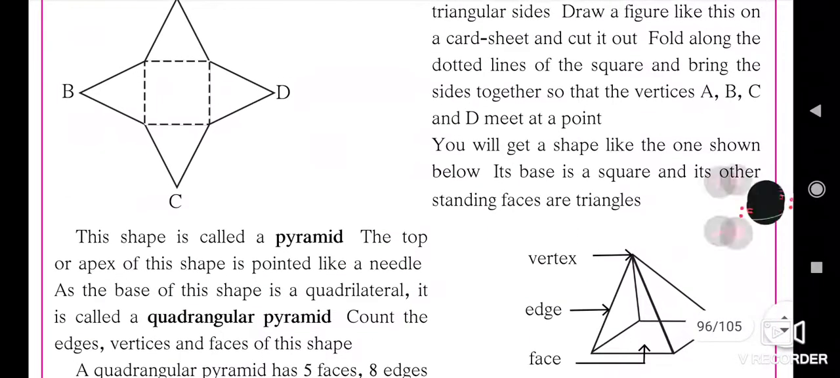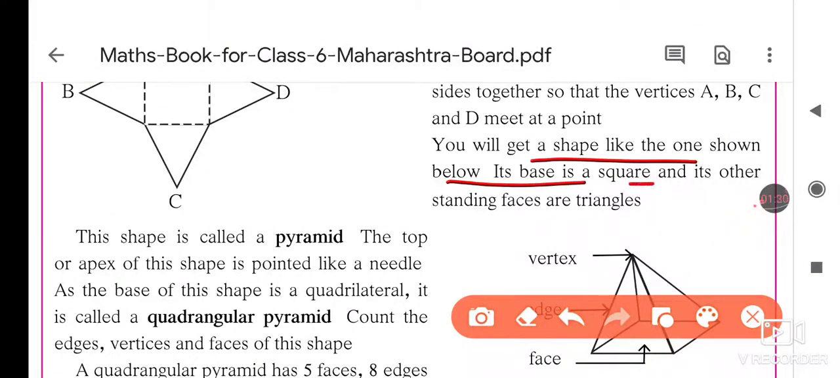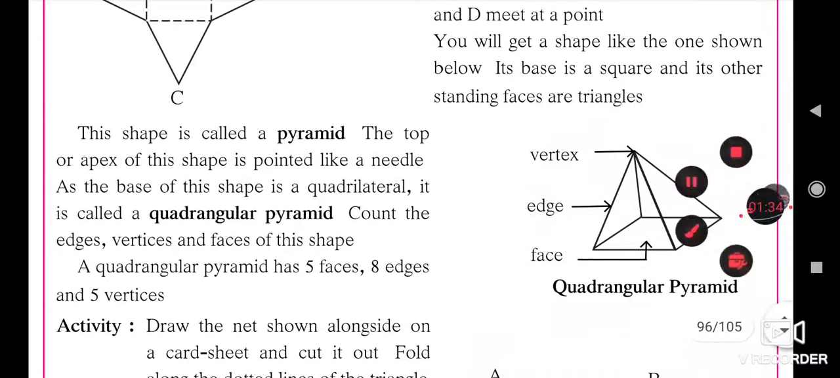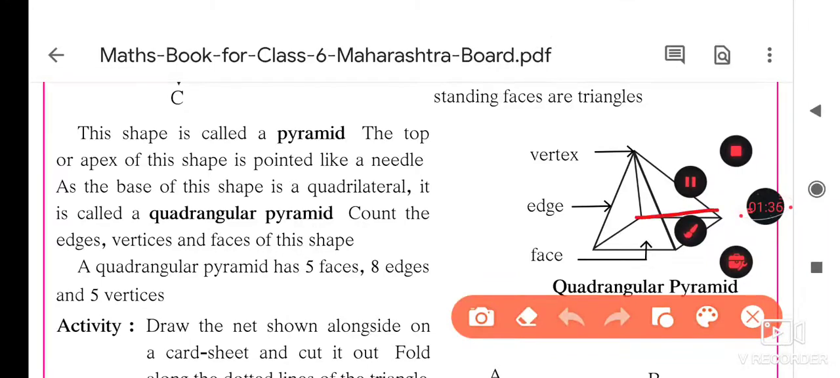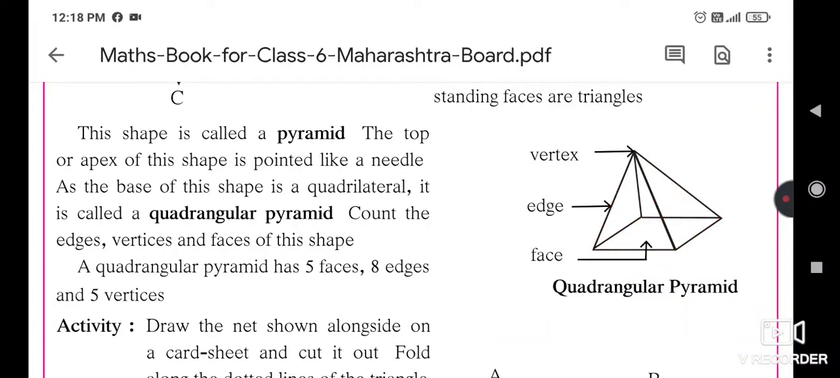You will get a shape like the one shown below. Its base is a square, and the other standing faces are triangular. So when you open this, this face is the square and the remaining faces are triangular in shape. In this way we will get the quadrangular prism.